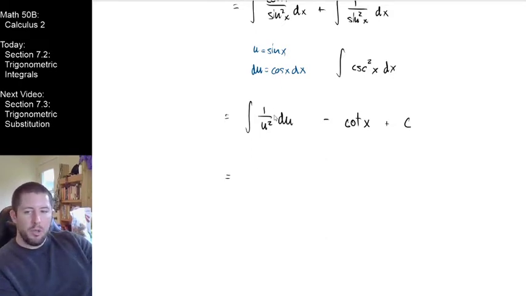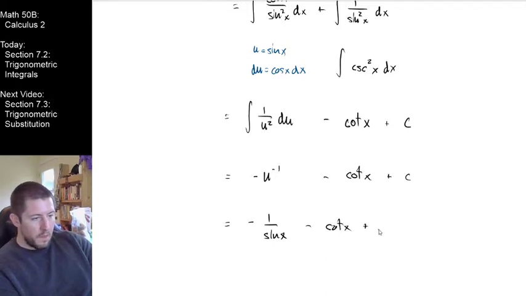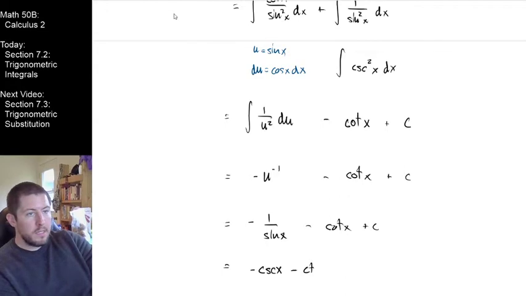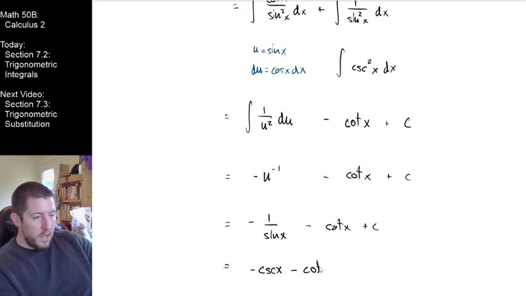That's really u to the negative 2. I'm going to add 1 to the power to get u to the negative 1. But if I were to take the derivative, a negative would pop down, which we don't have here. So I'll introduce the negative to counteract the chain rule. And all I got to do is undo my substitution. It looks like I'm getting negative 1 over u, where u was sine. So for my final answer, I'll rewrite this as negative cosecant of x minus cotangent of x plus C.